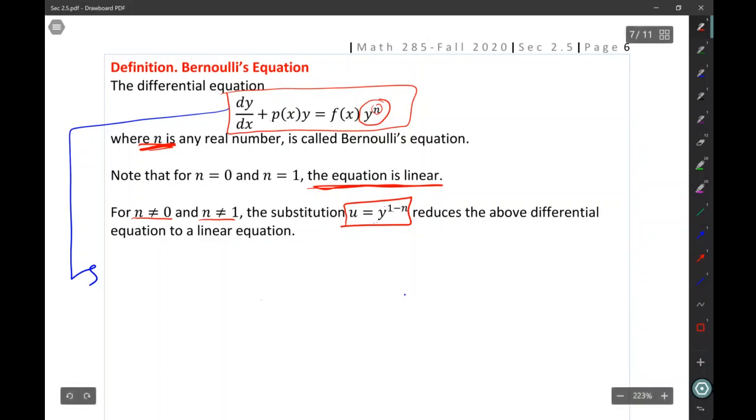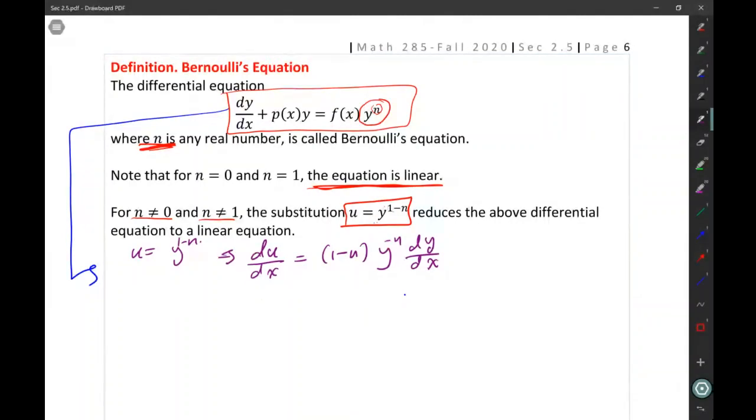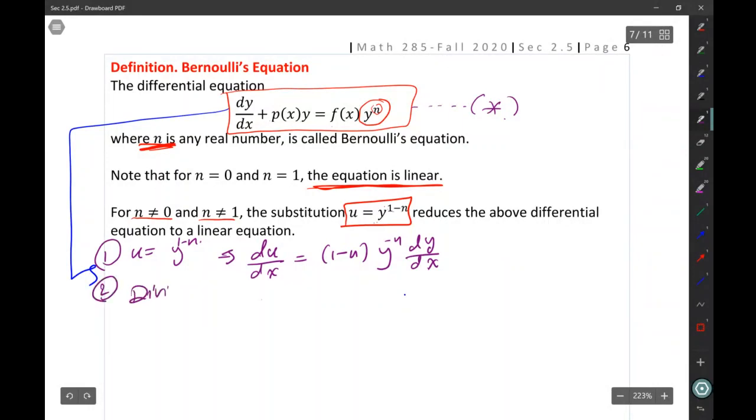Now, the second step: I assume u to be y^(1-n). In this case, I have to find du/dx, which is equal to (1-n) y^(-n) times dy/dx. I will call this equation star. This is step number 1. Step number 2: divide the equation star by y^n.